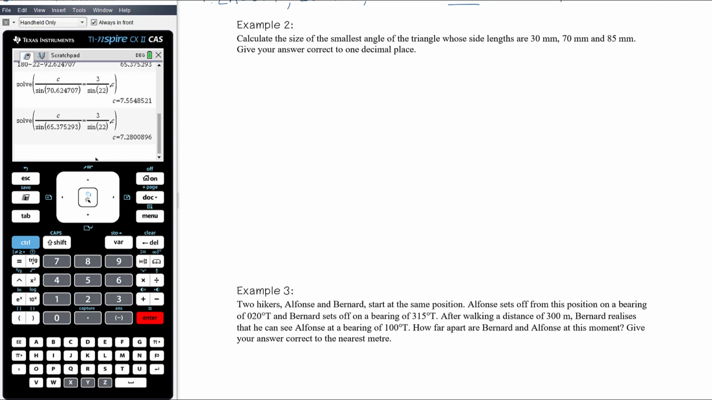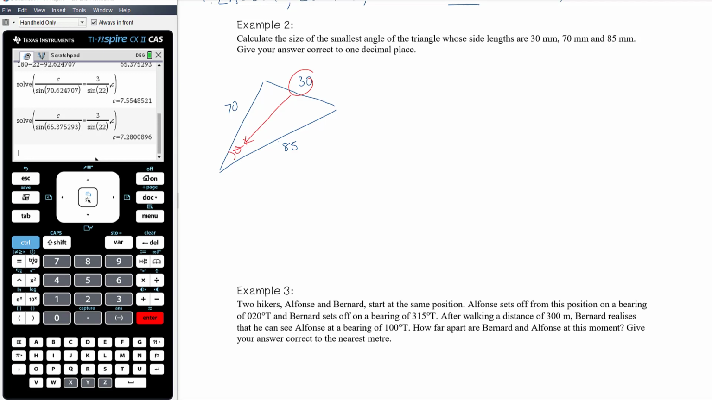Okay, example 2. Calculate the size of the smallest angle of the triangle whose side lengths are 30 millimetres, 70 millimetres, and 85 millimetres. Okay, so let's have 70 and 85 and 30. We want to find the size of the smallest angle. So again, thinking about that idea of how do we know which angle will be the smallest one? Well, it'll be the angle that is opposite the smallest side. That opens out to the smallest angle and so therefore produces the smallest side opposite. So that's the angle that we're trying to find.